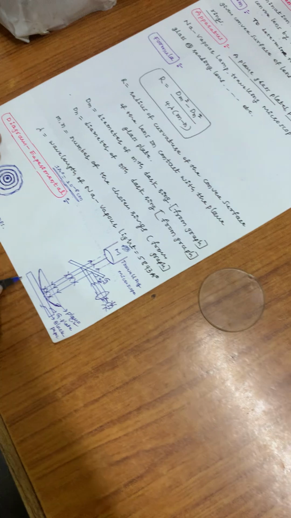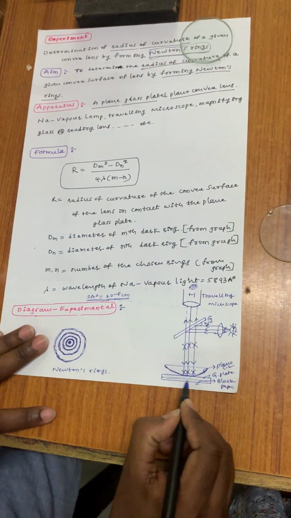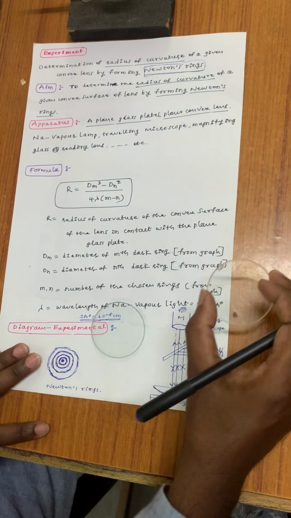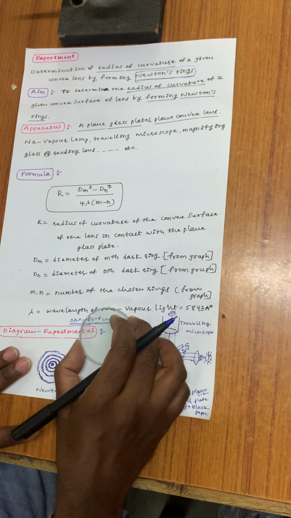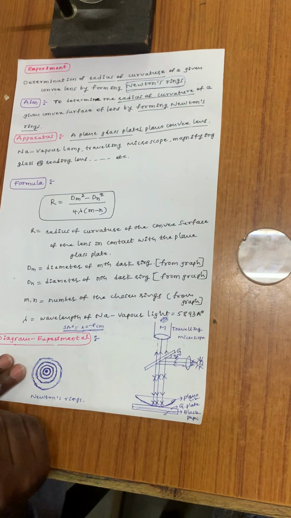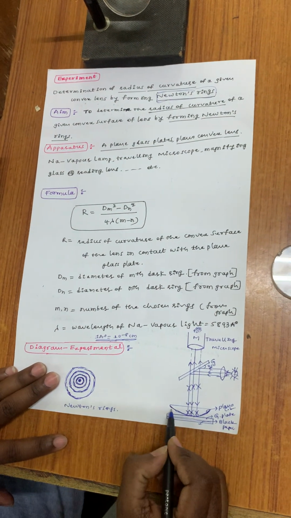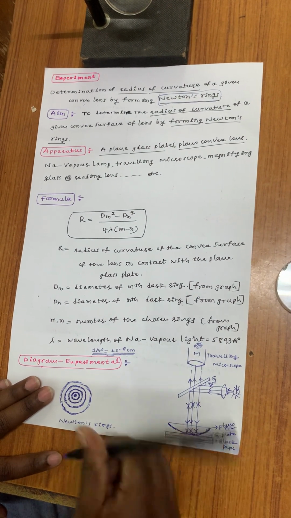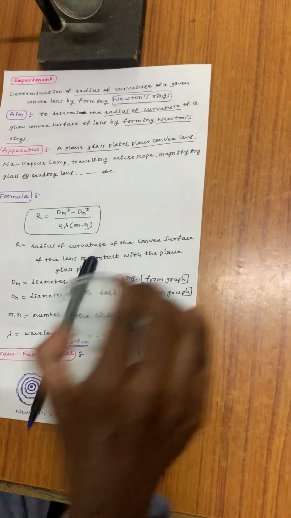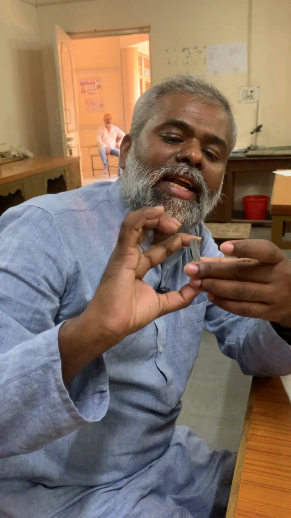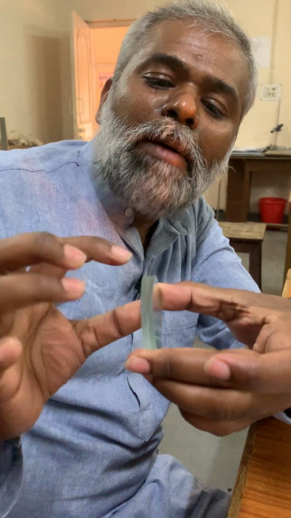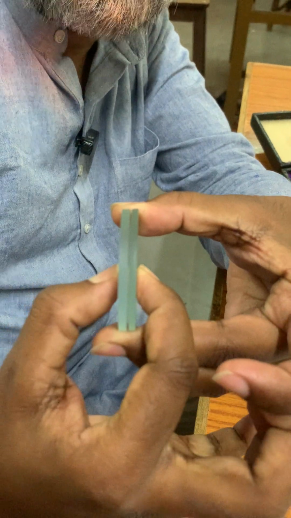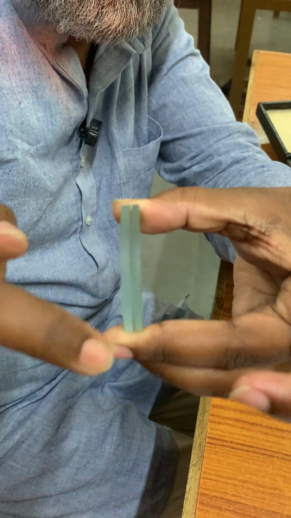This is the plain glass plate. On the plain glass plate, you keep the plano-convex lens. This lens we call a plano-convex lens. Plano-convex lens means the convex surface is attached with the plain glass plate. Now you see here, there is an attachment. Inside, such a gap is there. In that gap, what is there? Air is there. This convex surface is attached at the center with the plain glass plate.